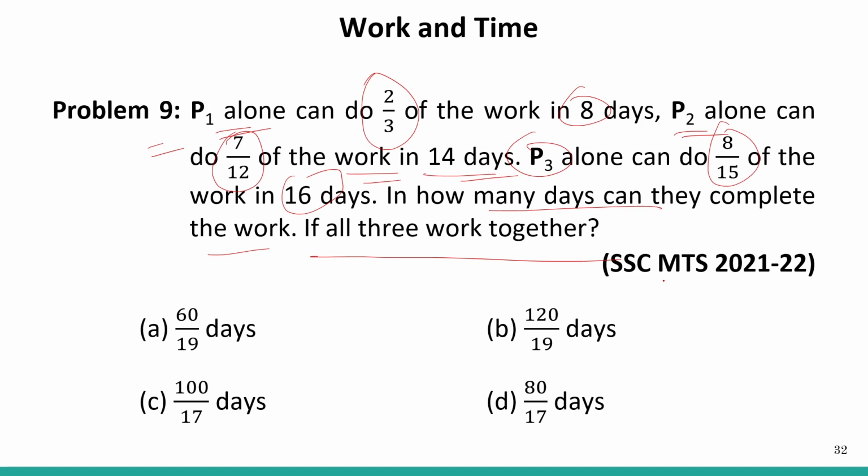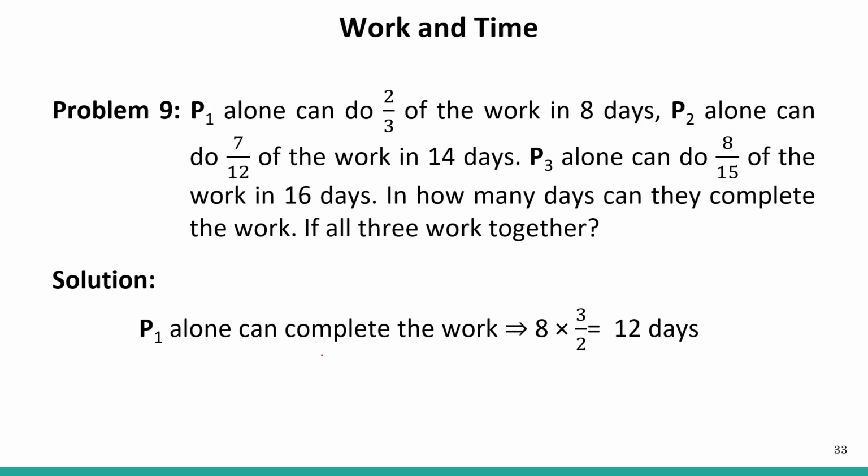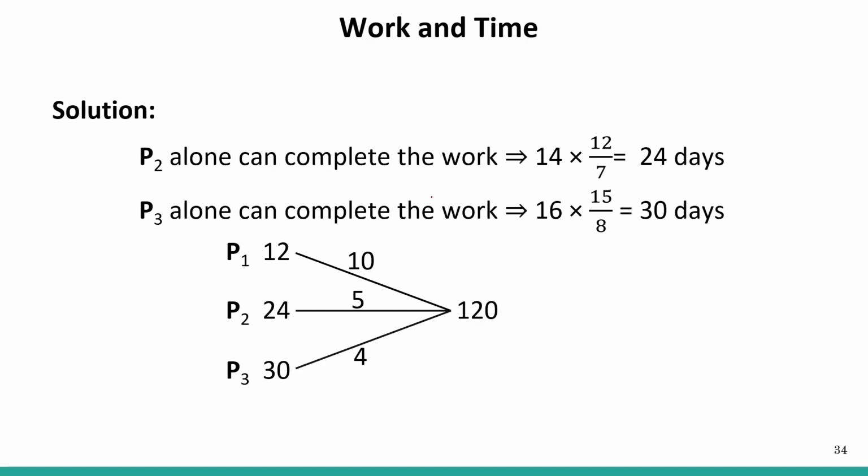So this question has been asked in the SSC MTS 2021 and 2022 papers. Is it 16 by 19, 120 by 19, 18 by 17 or 100 by 17? So P1 alone can complete the work in 8 into 3 by 2, which is equal to 12 days, right? And P2 can complete the same work in 14 into 12 by 7, which is 24 days. And P3 can complete the same work in 16 into 15 by 8, which is 30 days.